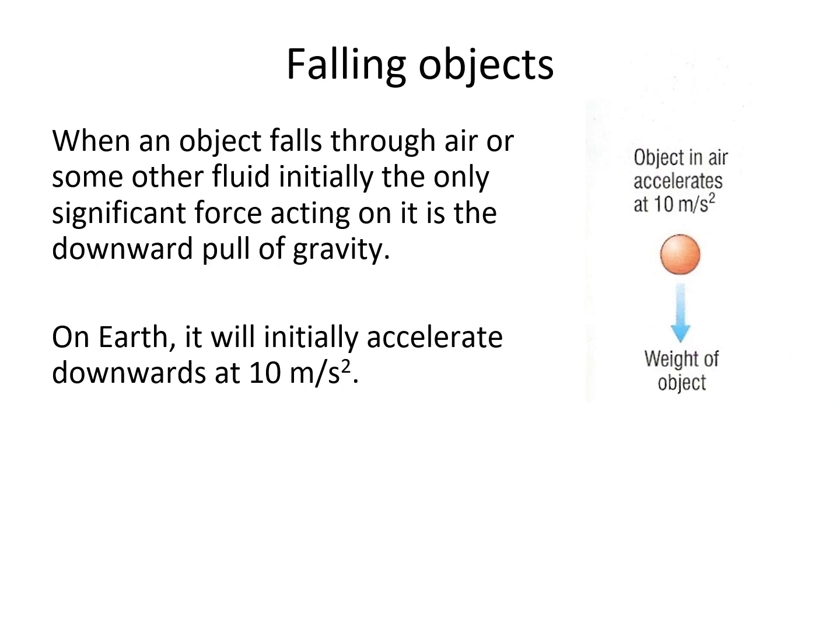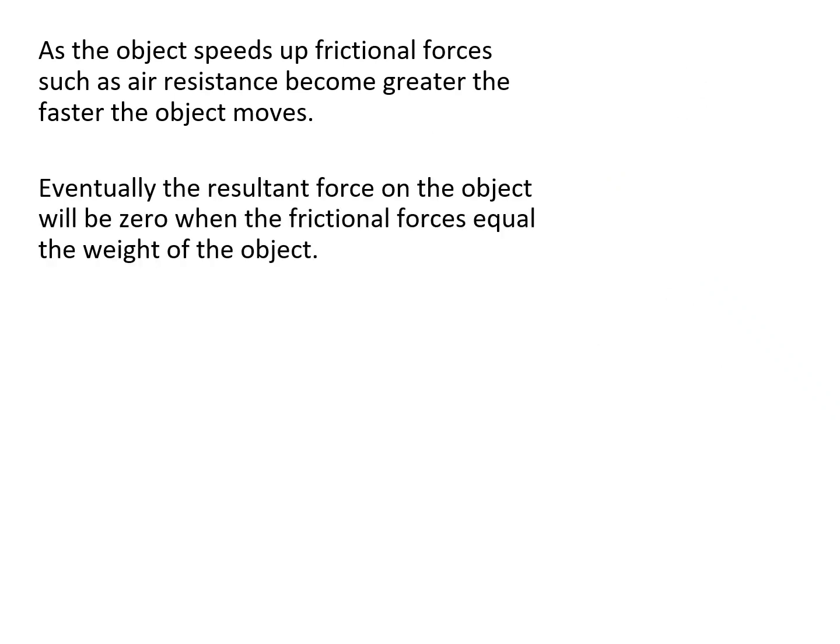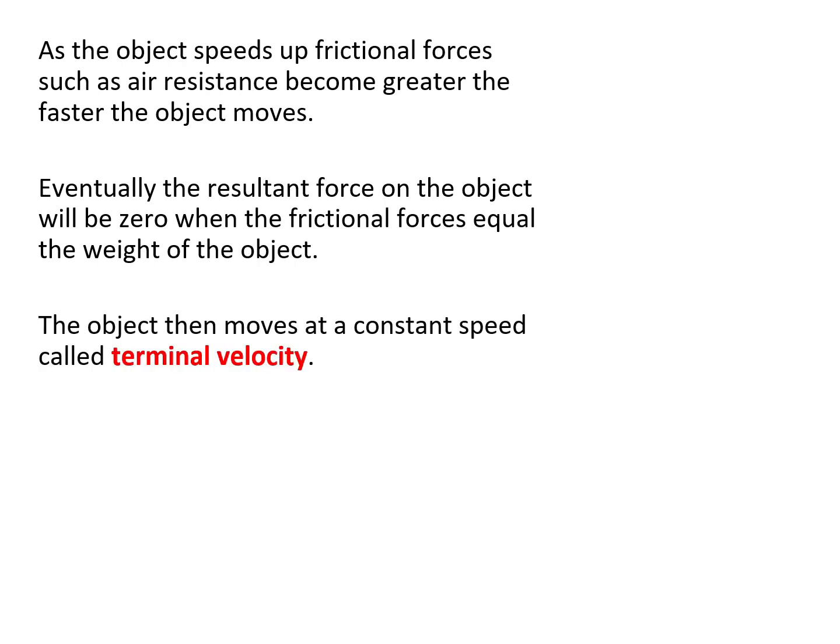And usually I put that arrow touching the bottom of the object myself. As the object speeds up, frictional forces such as air resistance become greater, the faster the object moves. Eventually, the resultant force on the object will be zero when the frictional forces equal the weight of the object. Now, this just seems like a lot of text, so I'm going to show you a little animation, hopefully later, that will explain this a little bit more clearly. The object then moves at a constant speed called terminal velocity.